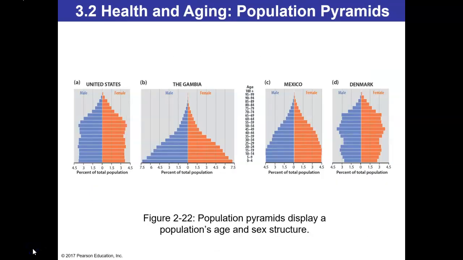We might as well take another look at figure 2-22. And in this figure, we can see 4 different population pyramids that are reflective of 3 stages. So the Gambia is in stage 2. Mexico here is in stage 3, and Denmark and the United States would be classified as stage 4.